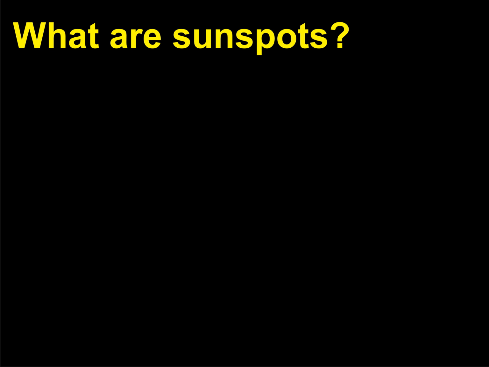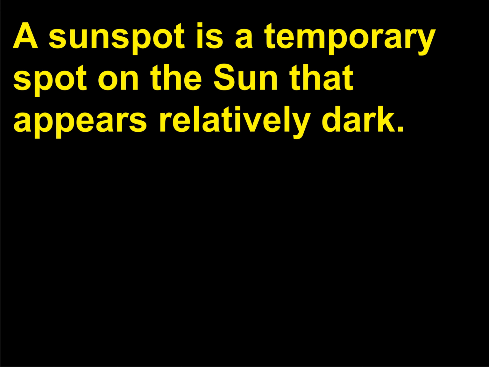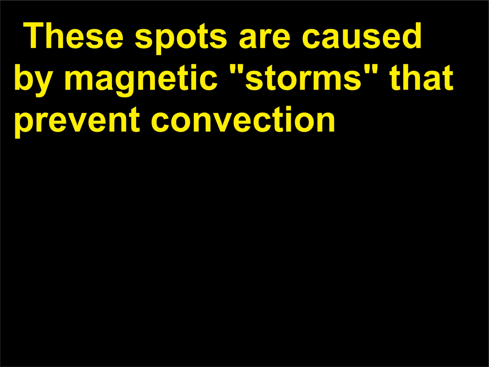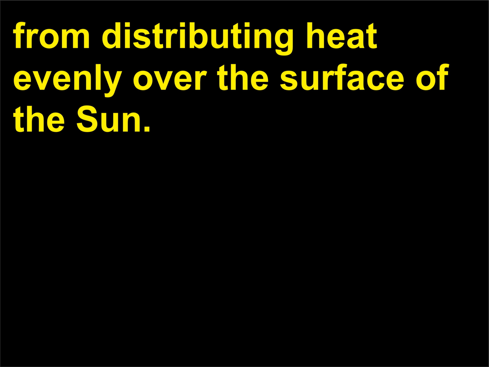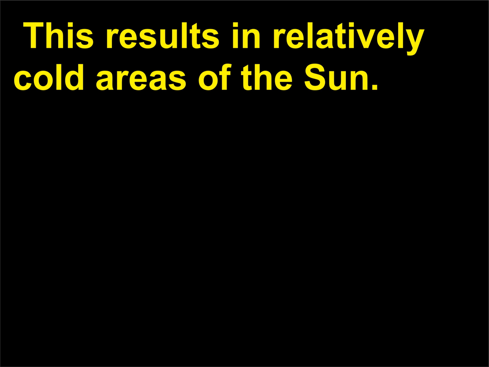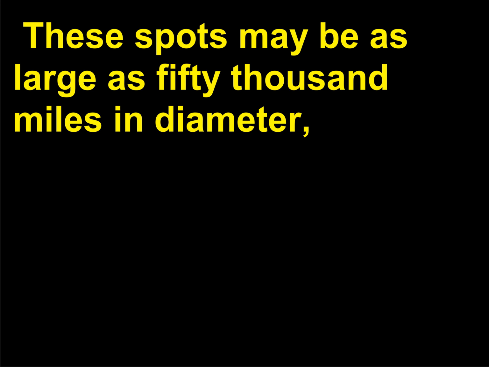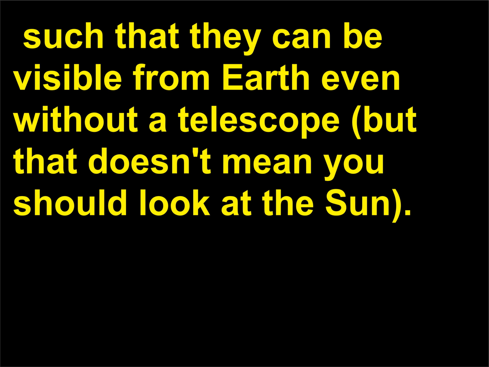What are sunspots? A sunspot is a temporary spot on the sun that appears relatively dark. These spots are caused by magnetic storms that prevent convection from distributing heat evenly over the surface of the sun. This results in relatively cold areas of the Sun. These spots may be as large as 50,000 miles in diameter, such that they can be visible from Earth even without a telescope, but that doesn't mean you should look at the Sun.